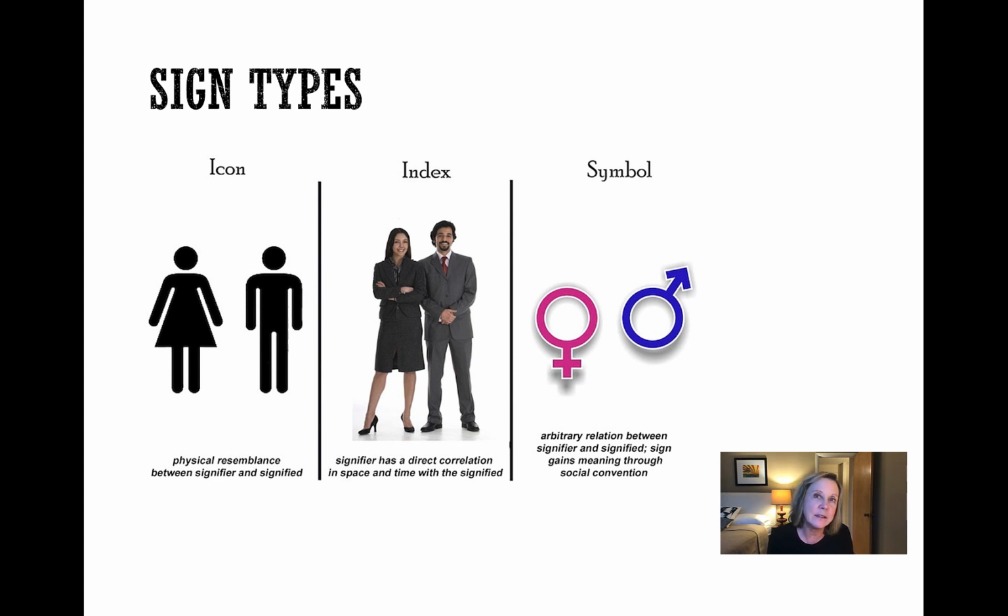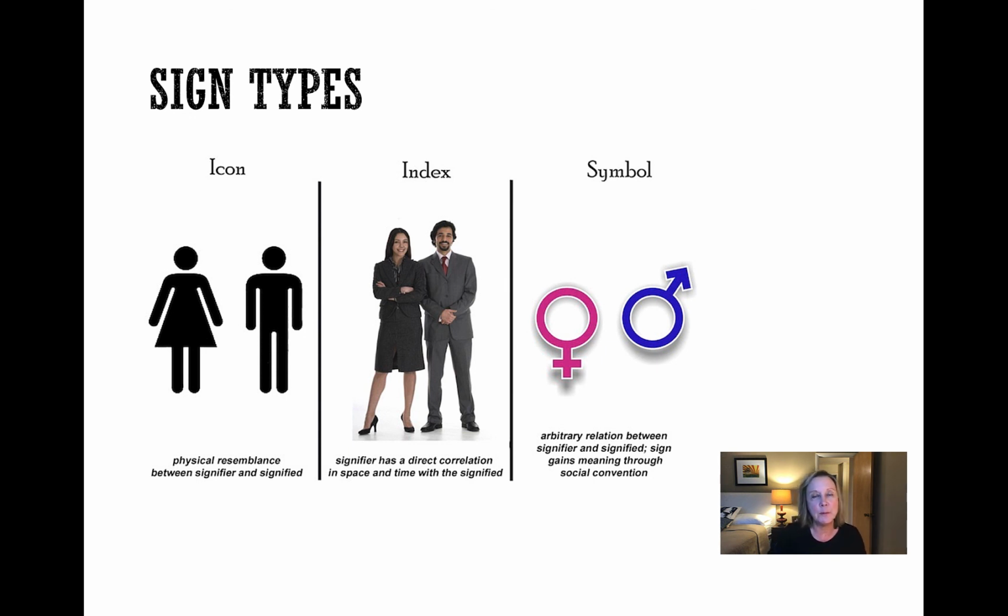An index is essentially a photograph. The index looks like what the thing is. So the index, which is the signifier, right? These people are the signifier, and the signified is, well, they're people. I mean, we know they're people. We may not know what they're telling us to do, but essentially what I want you to know is that an index looks like what it is.